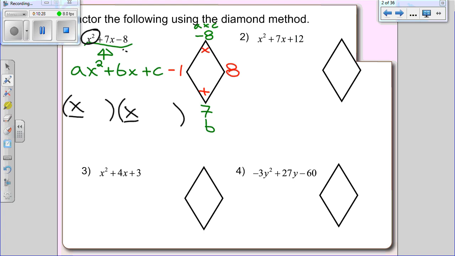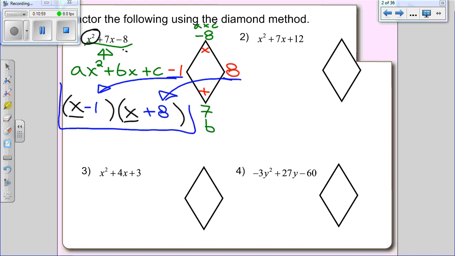The second term in my brackets comes from the diamond. Negative 1 and positive 8. Order does not matter. So you had x plus 8 and x minus 1. That's the same as x minus 1 times x plus 8. That thing is fully factored.